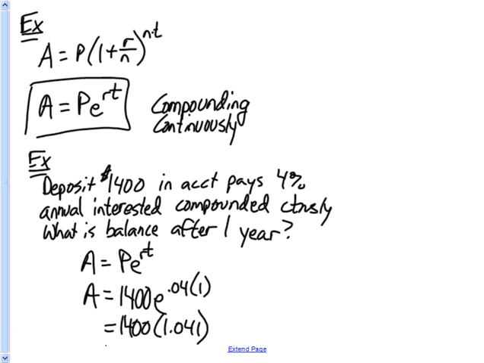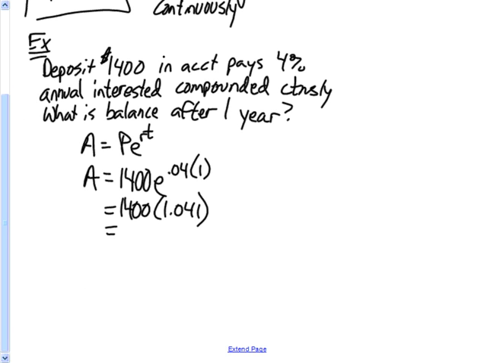And then multiply it by that 1400 in front. You get 1457.14. And that is how much money you'd have after 1 year if it compounded continuously.